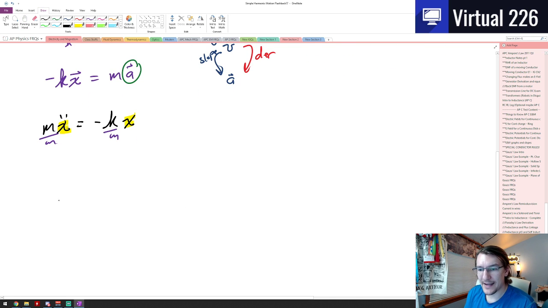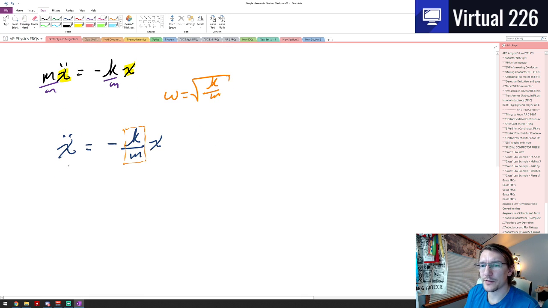I get that x double dot is equal to negative k over m x. And this is actually a very, very powerful equation. If you're familiar with harmonic oscillators, for a mass spring system at least, you might remember that the omega value is the square root of k over m, which, hey look, don't we have that right here? Which means that we could write this equation as x double dot equals negative omega squared x.